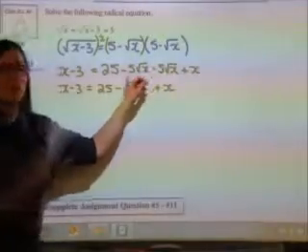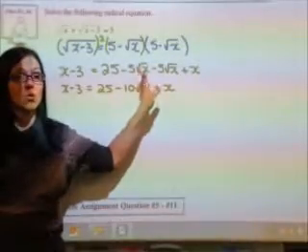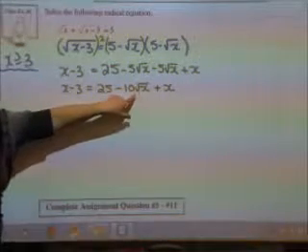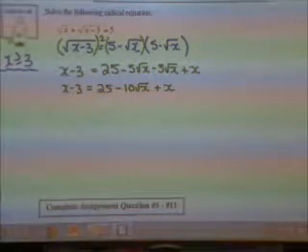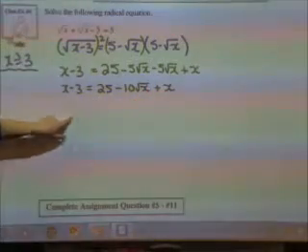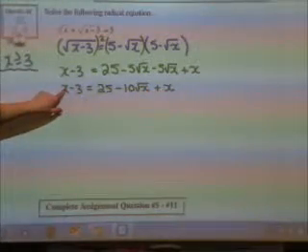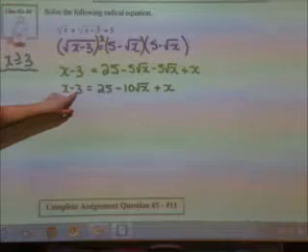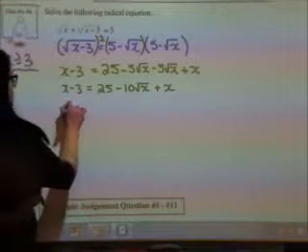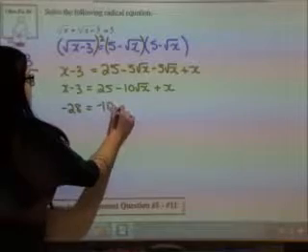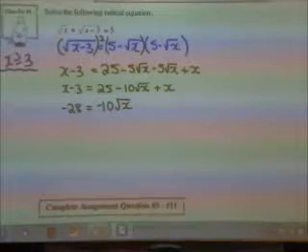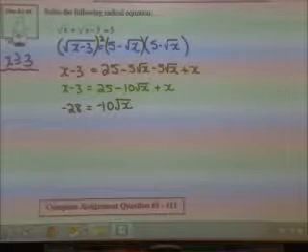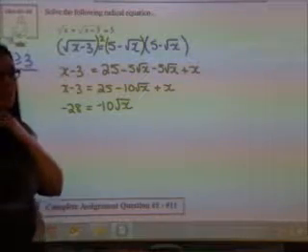I still have a radical, which means I still am going to have to do a squaring process again to get rid of that radical. But before I square it, I have to isolate it. So I'm going to move the x and the 25 to the other side. If I move x to the other side, it cancels out the other x, so I'm left with 0. If I put the 25 to the other side, I get... now I can square both sides of the equation.